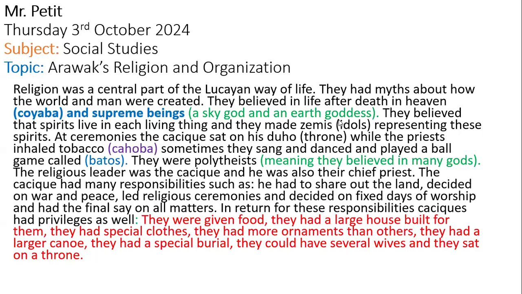Give me a responsibility of the cacique. A larger canoe on war and peace. They decided whether Tobago had peace. Decide on war and peace. Yes. What else? Share the land. Yes. They had a strong say in deciding war and peace. So yeah, the final say. Led religious ceremonies and decided on fixed days for worship. Very good. And final say on the matter. Very good. Okay, good.